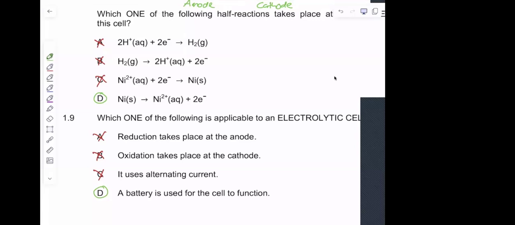Mbasa posted in the chat asking, is graphite also a good conductor of electricity? Yes, Mbasa, it is in that case, just because of the structure that it's got. It's not the same as regular carbon you'd find anywhere else.